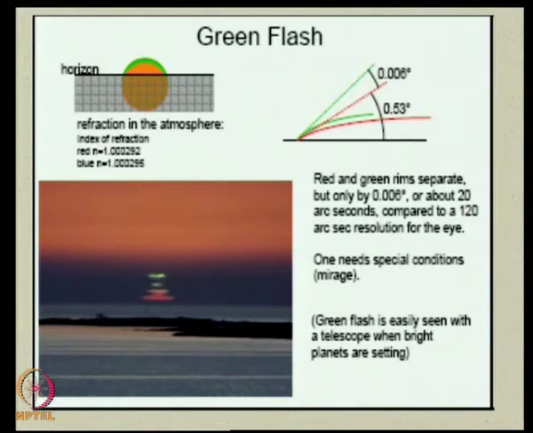Now, here is a more detailed explanation. The refractive index of the red light is 1.000292, and the refractive index of the blue light is 1.000295, they are different in the 6th decimal place. Still you see a very clear distinct effect of refraction here, with the red and the green well separated by about 0.006 degrees or 20 arc seconds.